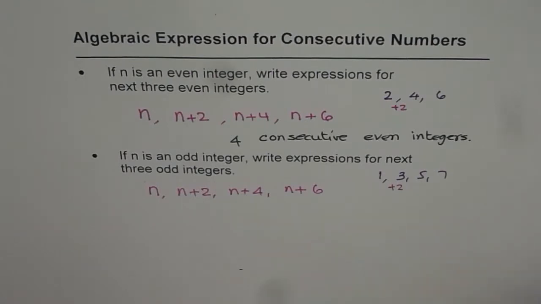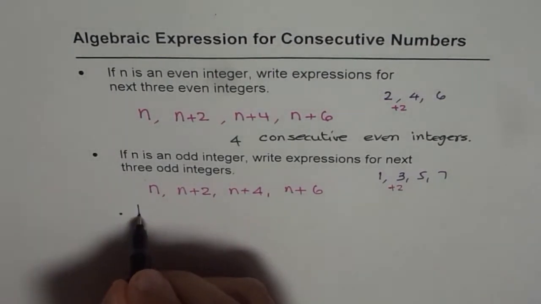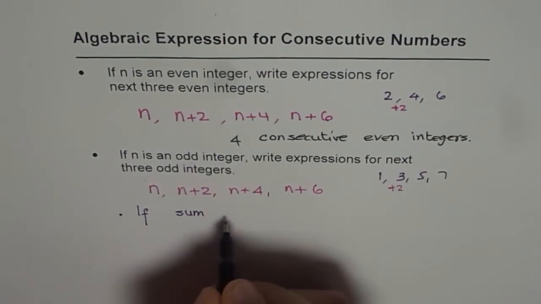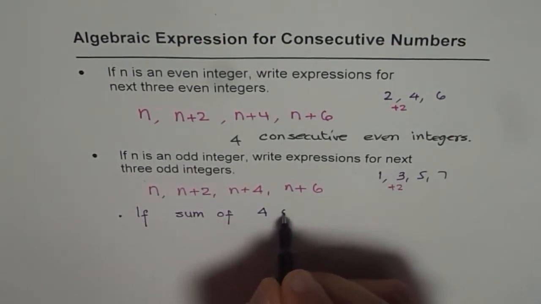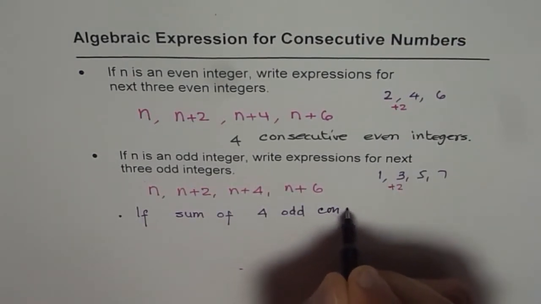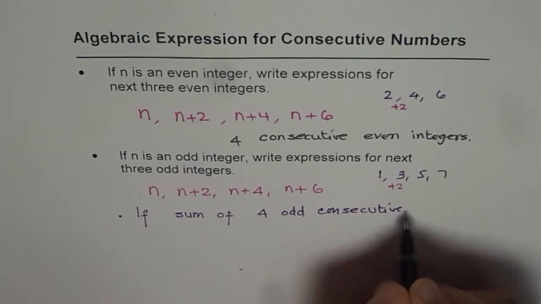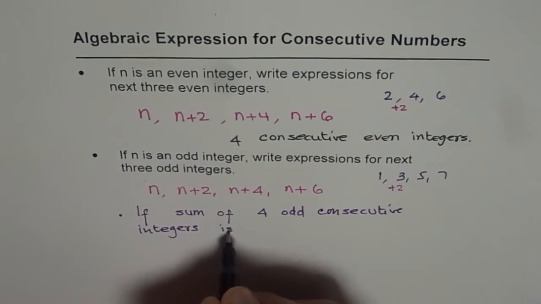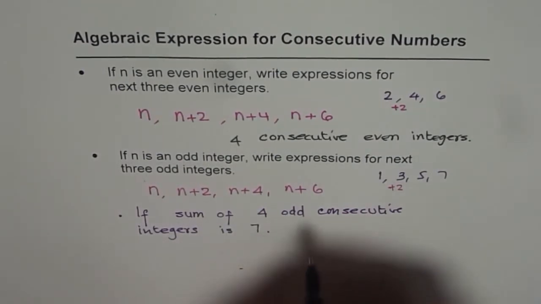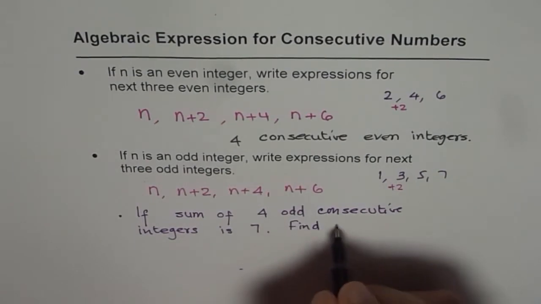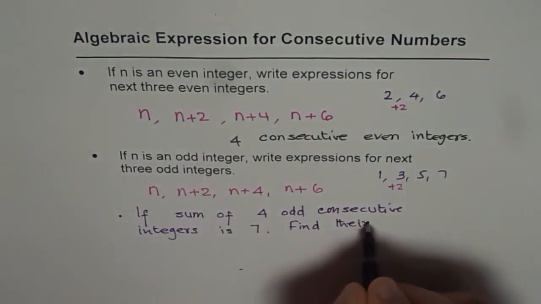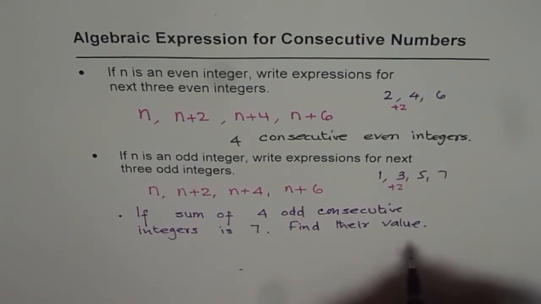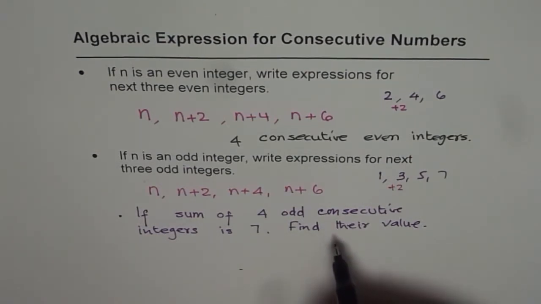Now a problem for you. The problem is, if the sum of 4 odd consecutive integers is, let us say, 7, then find their values. So what are these 4 consecutive integers, that means which come together, whose sum could be 7, right? So you can solve this equation now.